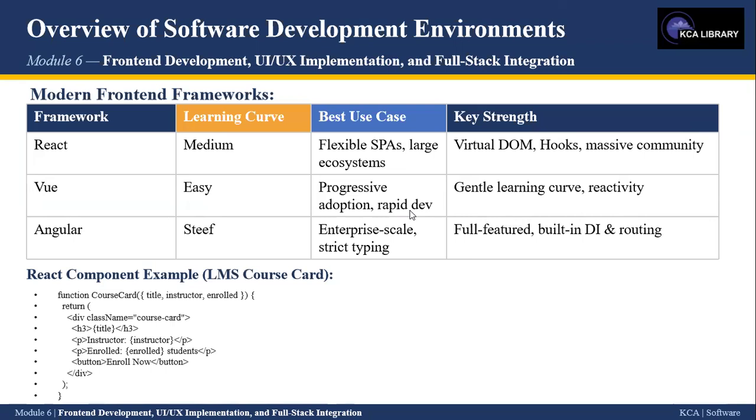Here is a React component example for an LMS. It takes props like title, instructor, and enrolled students and returns a usable UI card. Notice how data flows in, but the component doesn't manage external state. That is the power of component-based architecture.